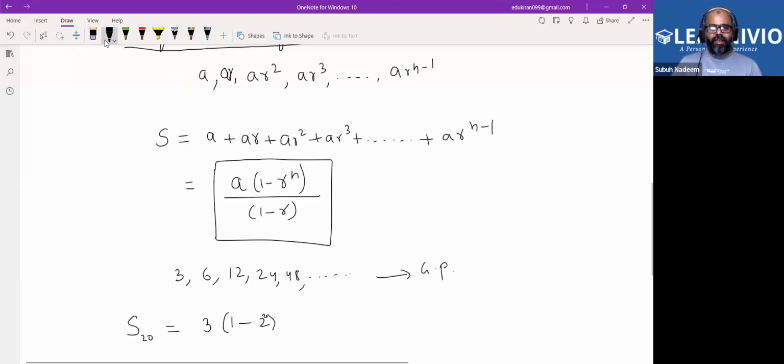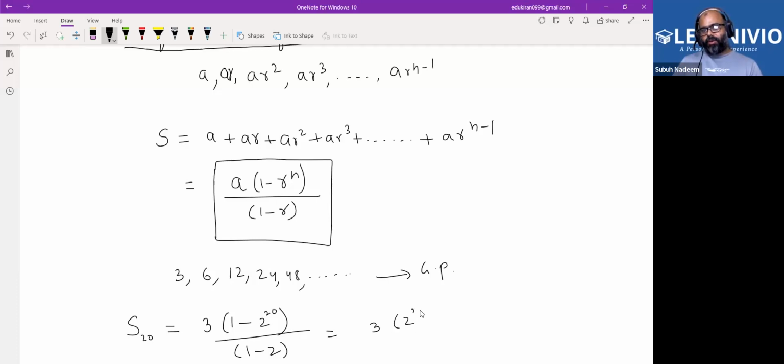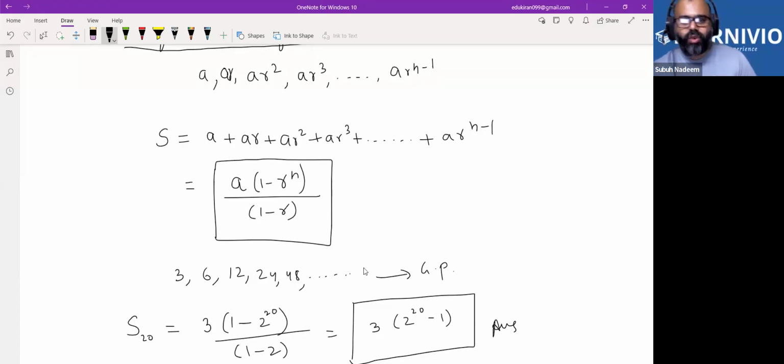So we'll write it like this, that it is 3 into (1 minus 2 to the power 20) upon (1 minus 2). So this will be 3 into (2 to the power 20 minus 1), because the denominator will be minus 1 and that minus 1 can be taken in the numerator. Now you need not find 2 to the power 20, but it will be a very huge number. You will write it like this only. So this is the answer. This is the sum till 20 terms of this GP. This is how you write it.